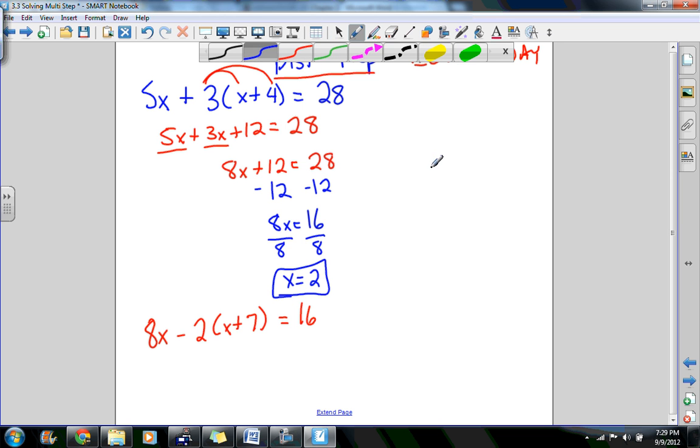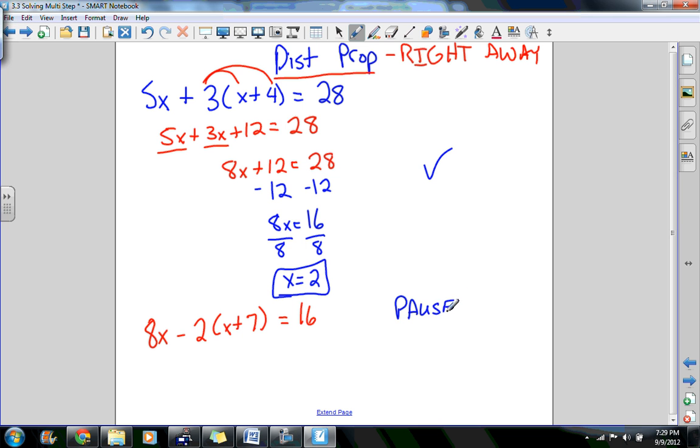I would like you to try the bottom one on your own. Watch your negative. Okay, we're back. Rush it a little bit because we're running a tiny bit over time.